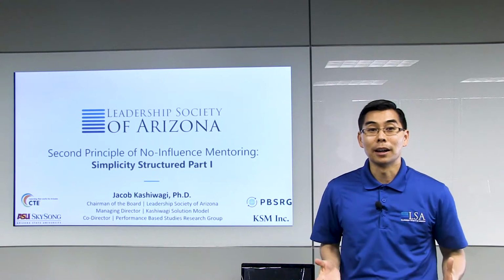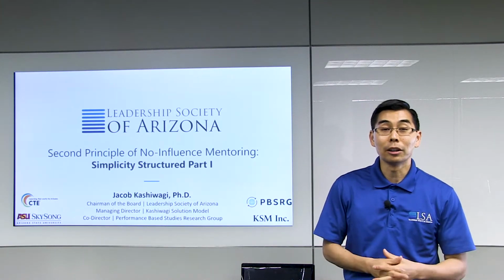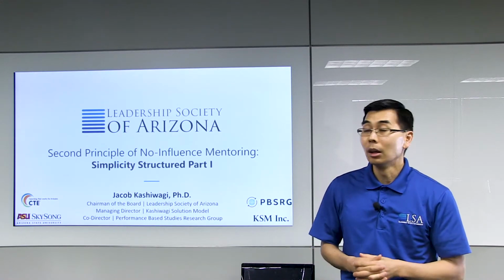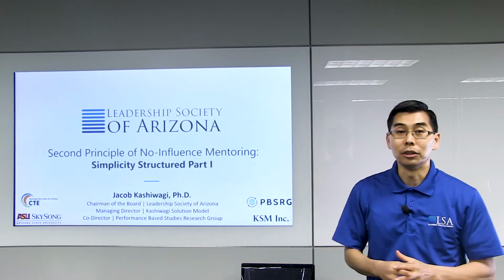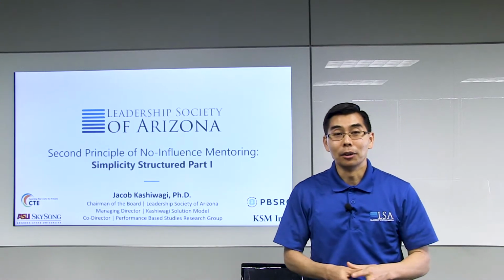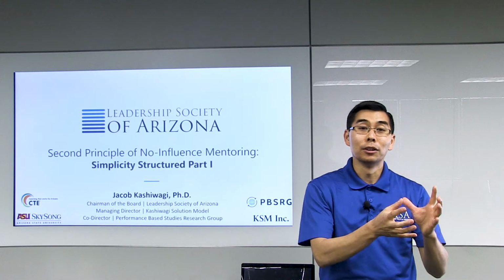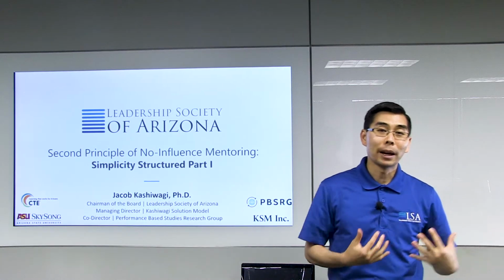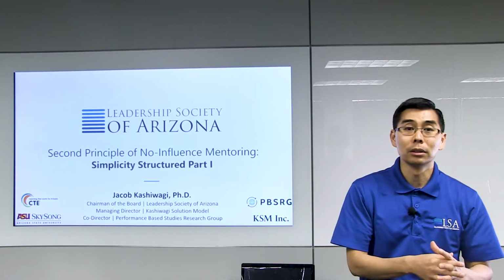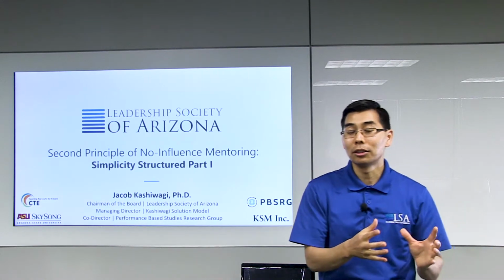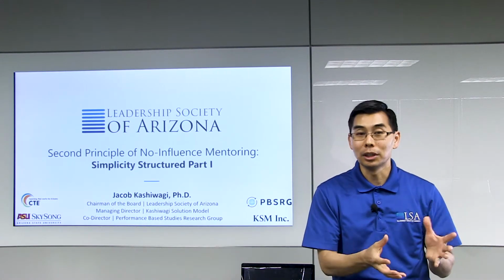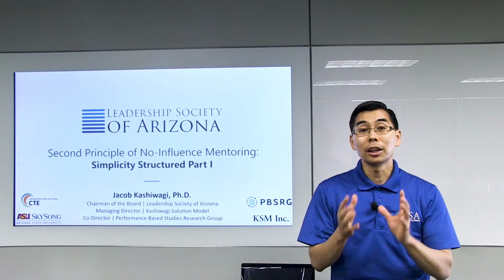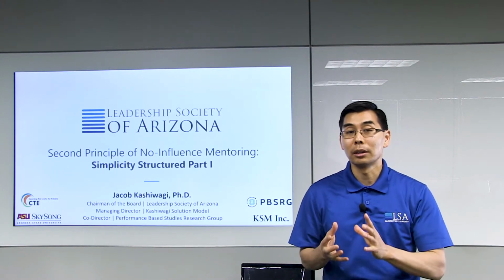This is Lesson 5. And for Lesson 5, we're now going to go over the second principle in the no-influence mentoring philosophy, which is simplicity structured. Now, we first went over individual-centered. So once we know who the child is, we have pulled back a little, allowed the child to experiment. Well, when the child starts to experiment, things get a little bit more risky in their life. Why? Because they're doing things on their own. So the second principle is to help the child out.